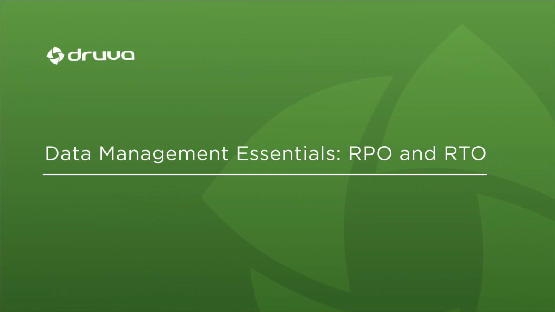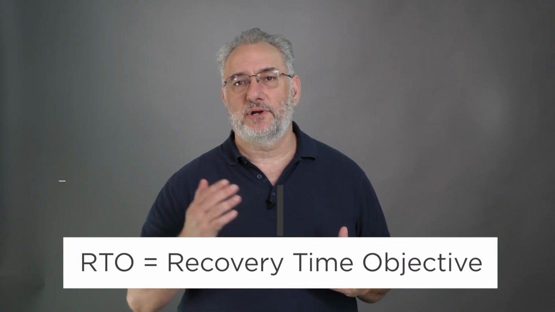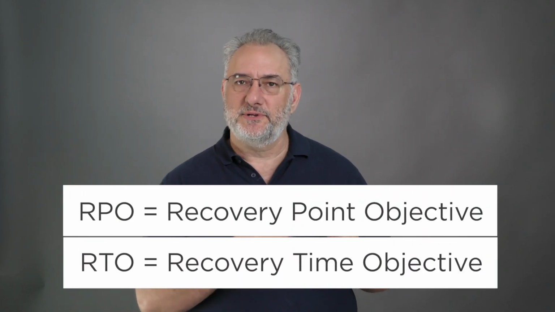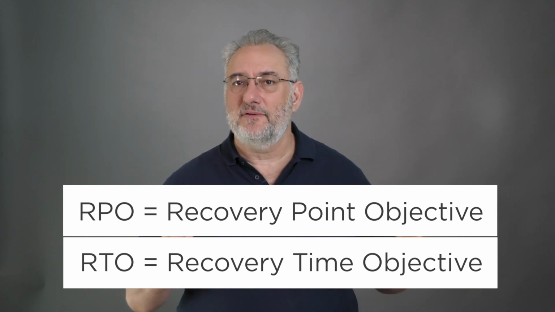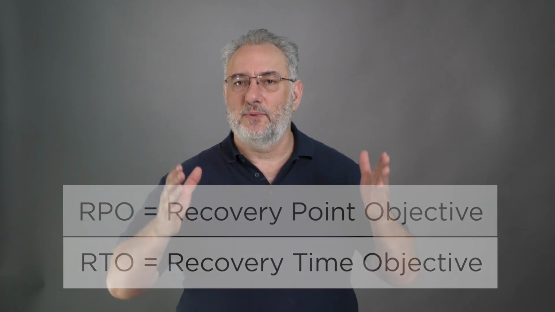When we're talking about data protection, the two most important values that everybody needs to agree on are RTO and RPO. That's recovery time objective and recovery point objective. Recovery time objective is the amount of time that we all agree that a recovery can take. Recovery point objective is the amount of data that we all agree is acceptable to be lost in a recovery situation. Now let me explain what I mean.